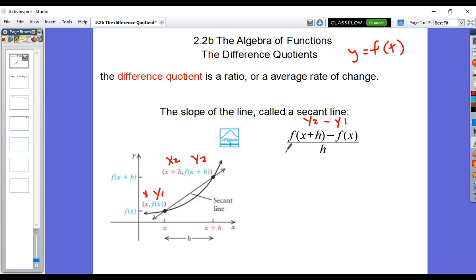Now, the reason we don't do x2 minus x1 down here is because x2 is x plus h, minus x1 is just x. Every time you set it up, regardless of what's in there, these will always cancel out, leaving you just h. So we just skip that part and just put the h only. But let's see how that works in the problem.